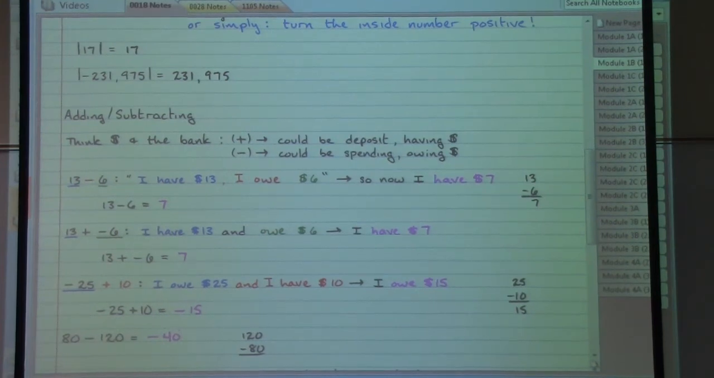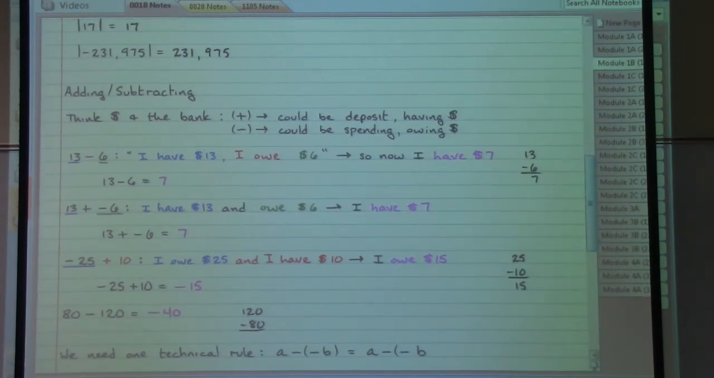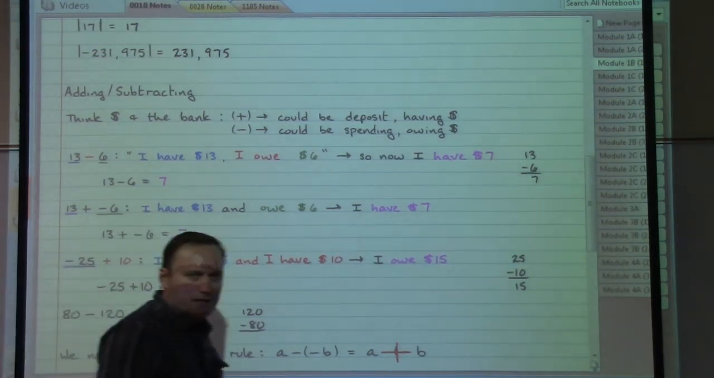This gets us through most of our adding and subtracting problems. However, there is one technical element to worry about, and that is when we have in the middle of a calculation a negative followed by a parentheses followed by another negative. That's the way that it appears. And what's happening is that overall, those two negatives would combine together and give us a positive.